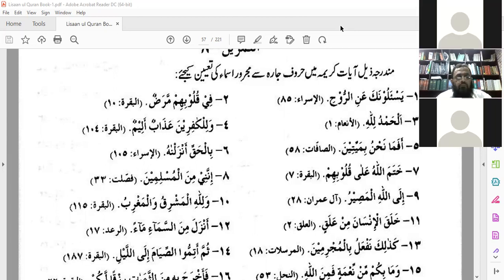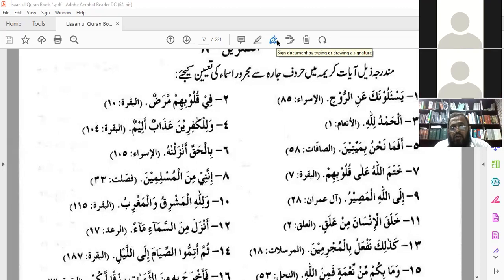Ani ruhi. This ruhi is going to a harf. Which harf is it going to? Ani is harf jar, it's min huruf jara, harf jar, and ar-ruh majrur. Right. Yes, sister Simon.